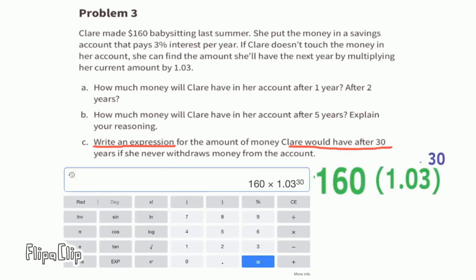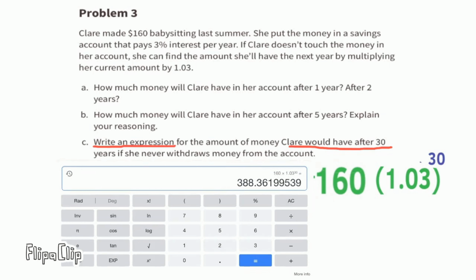To save time, you can see that I'm using a calculator to multiply 160 times 1.03 to the power of 30. And the answer is 388.36199539, which is equivalent to $388.36.